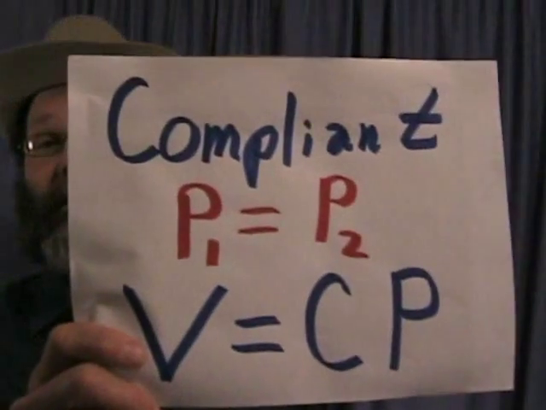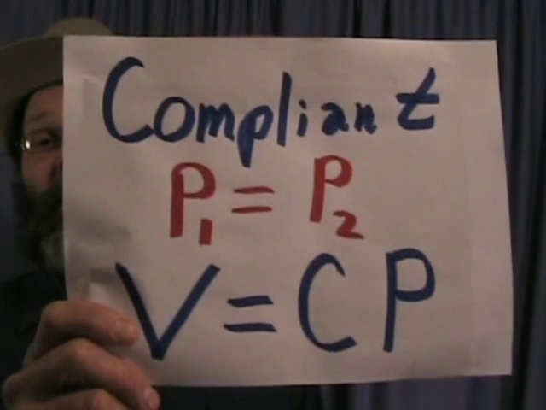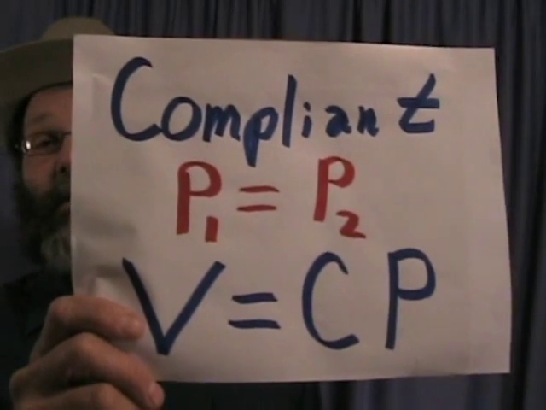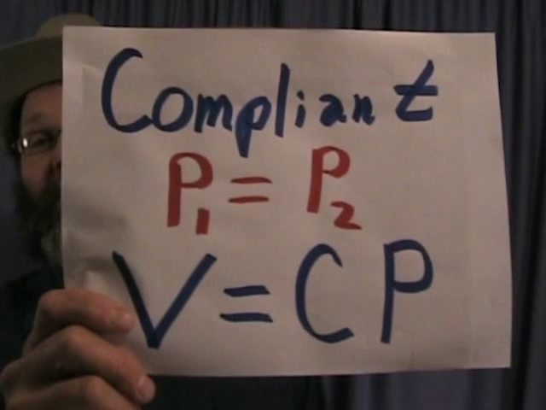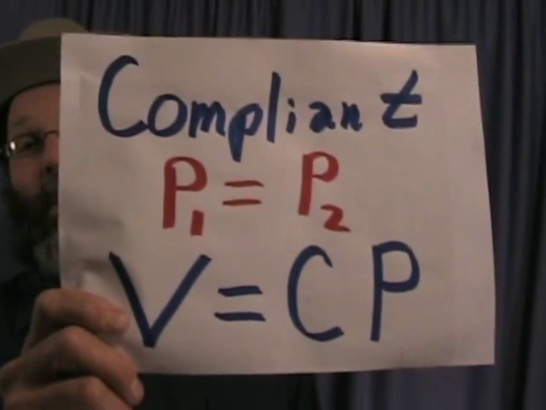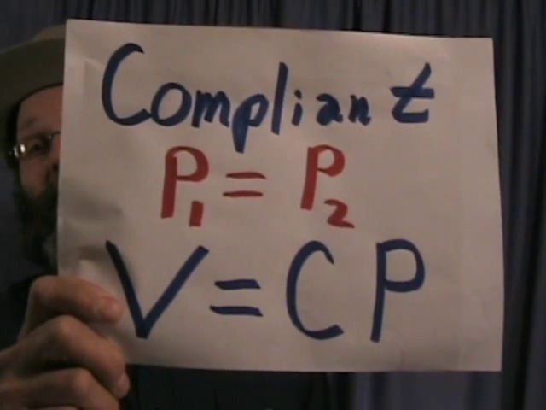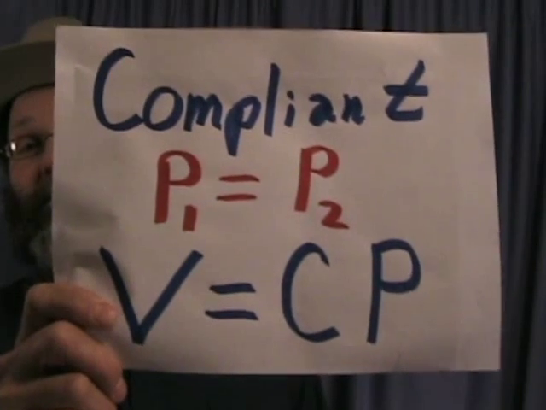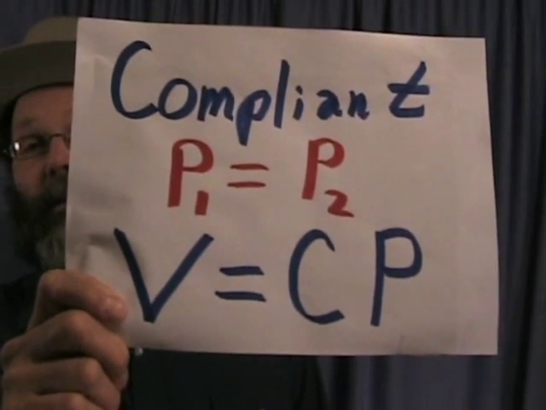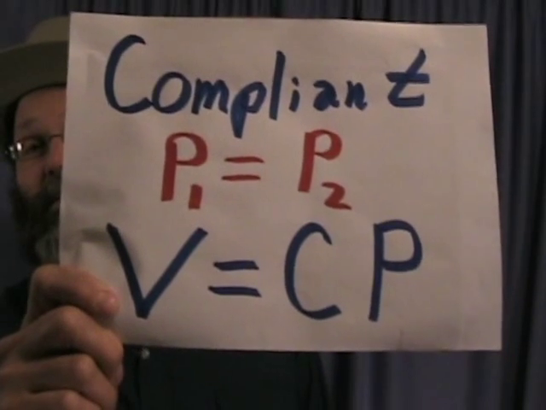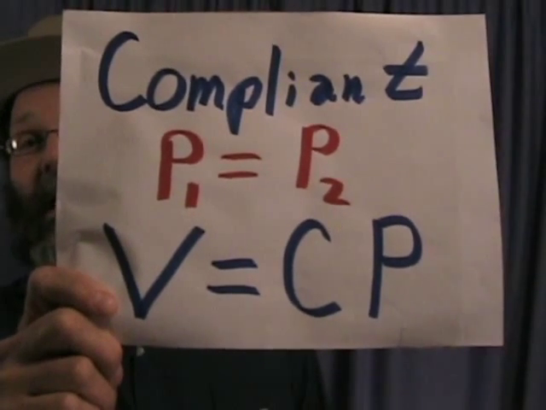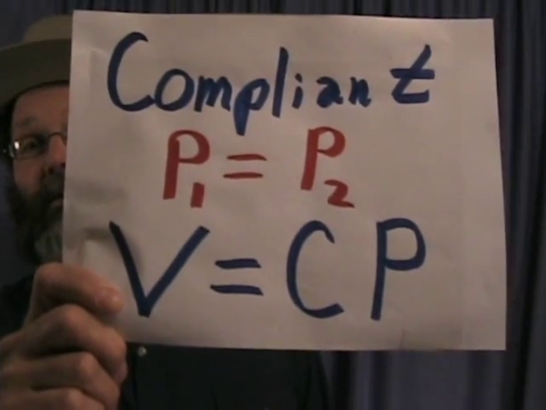And then we have compliance vessels. Those that expand and contract with the flow, or might be muscular with that ability. So the pressure going in and the pressure going out is the same because the vessel can expand to absorb. So the volume is proportional to the pressure. V equals Cp. C being a compliance factor for that particular vessel.